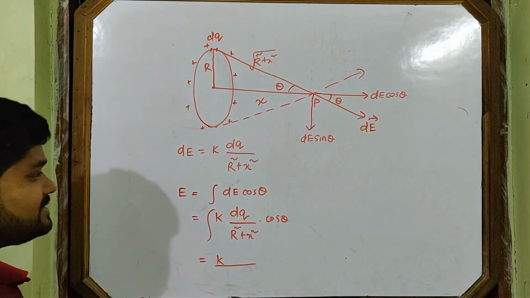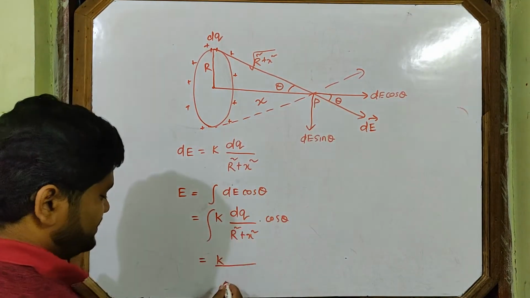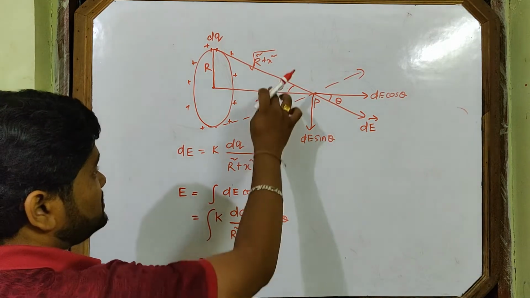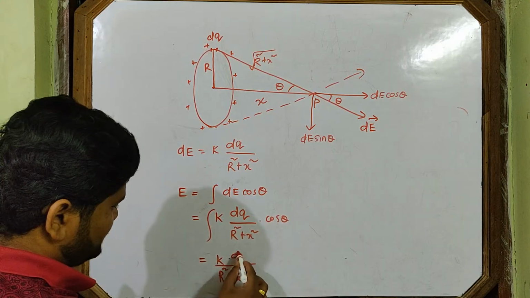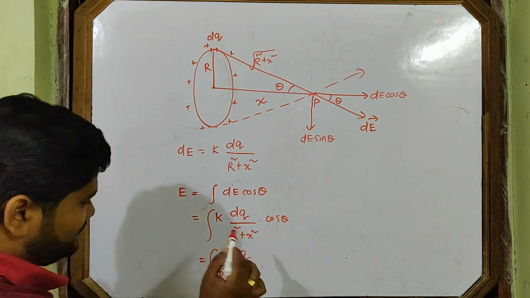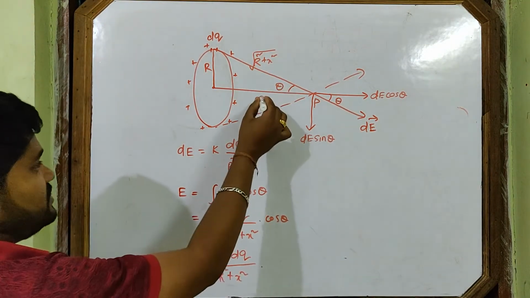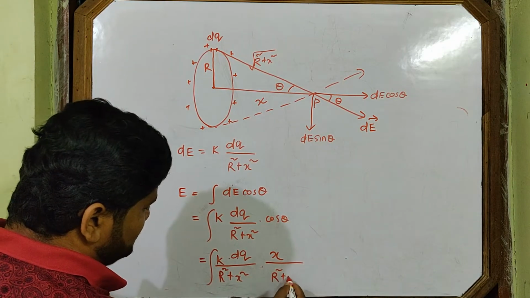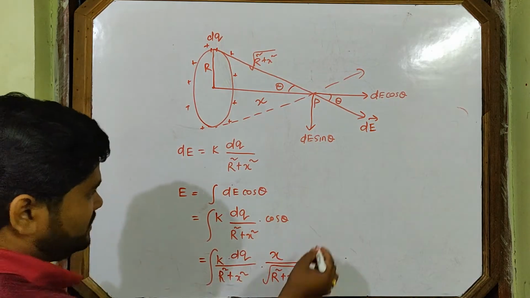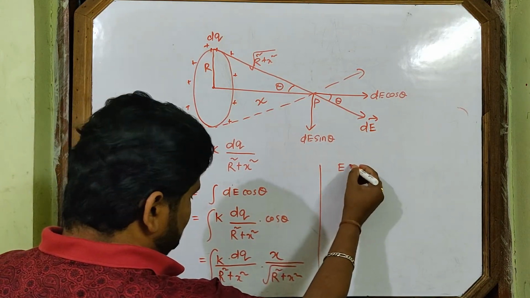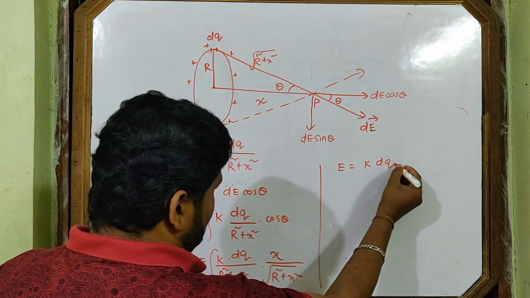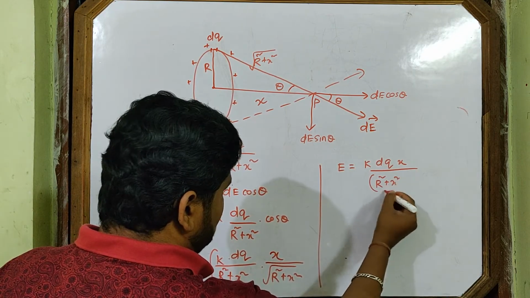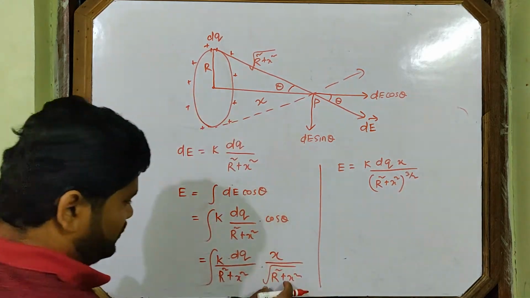R is constant, x is also constant because point P is fixed. Here r square plus x square. What about cos theta? Let's put the expression of cos theta and take the constant outside. Cos theta is how much? x by root over r square plus x square. That means E is equal to k dq x by r square plus x square, this power 3 by 2.